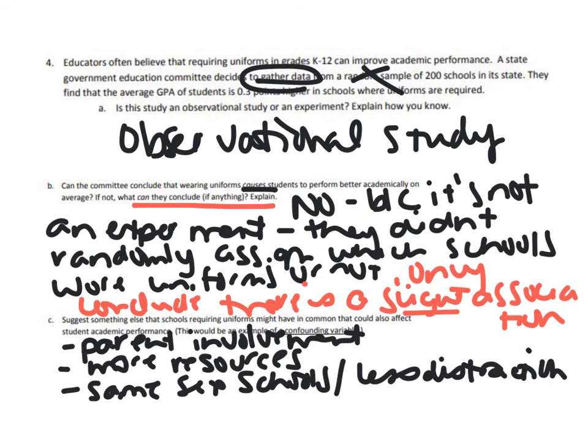So those are some other influences that might have a reason for that 0.3 points being higher, and not necessarily that it's only the uniforms that do it.